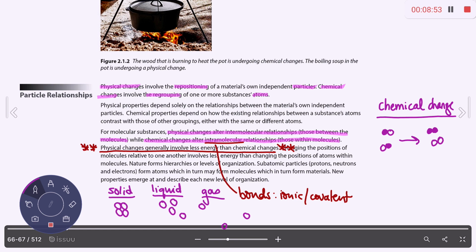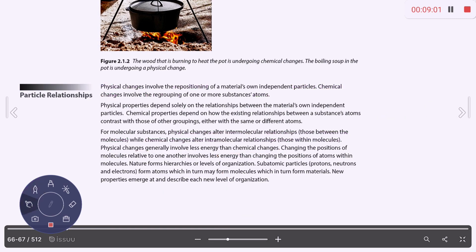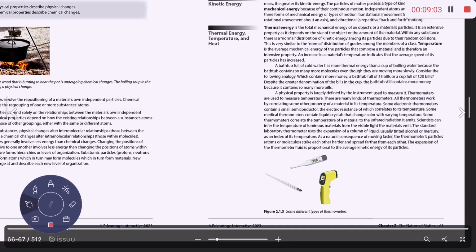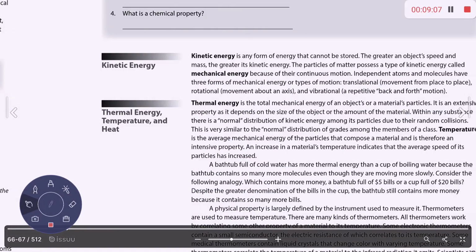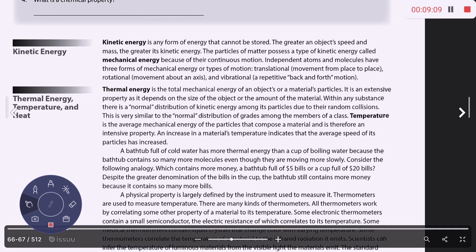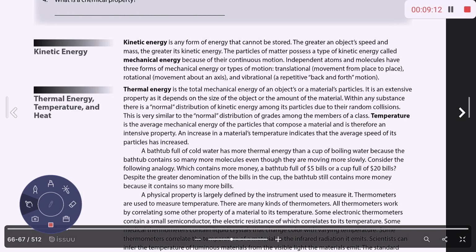The reason I bring up particle diagrams is because you may be asked to draw something like that in the free response section or interpret it in a multiple choice question. Okay. On the next page, they start talking about energy. Kinetic energy is energy of motion. So it's not stored energy. So the greater the speed and the larger the object and the larger its mass, then the greater its kinetic energy. You will often see kinetic energy abbreviated as KE.